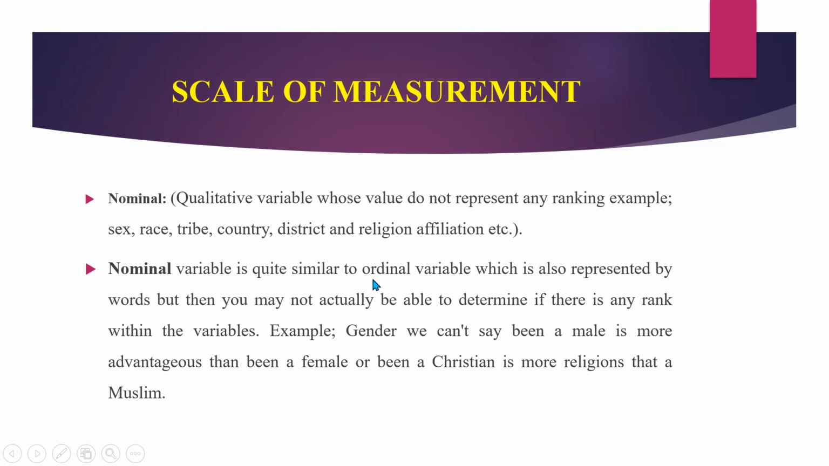A nominal variable is quite similar to an ordinal variable, which is also represented by words, but then you may not actually be able to determine if there is any rank within the variables. So for example, gender, we cannot say being a male is more advantageous than being a female. Or also being a Christian is more religious than a Muslim. So this is an example of a nominal variable. There are many others.